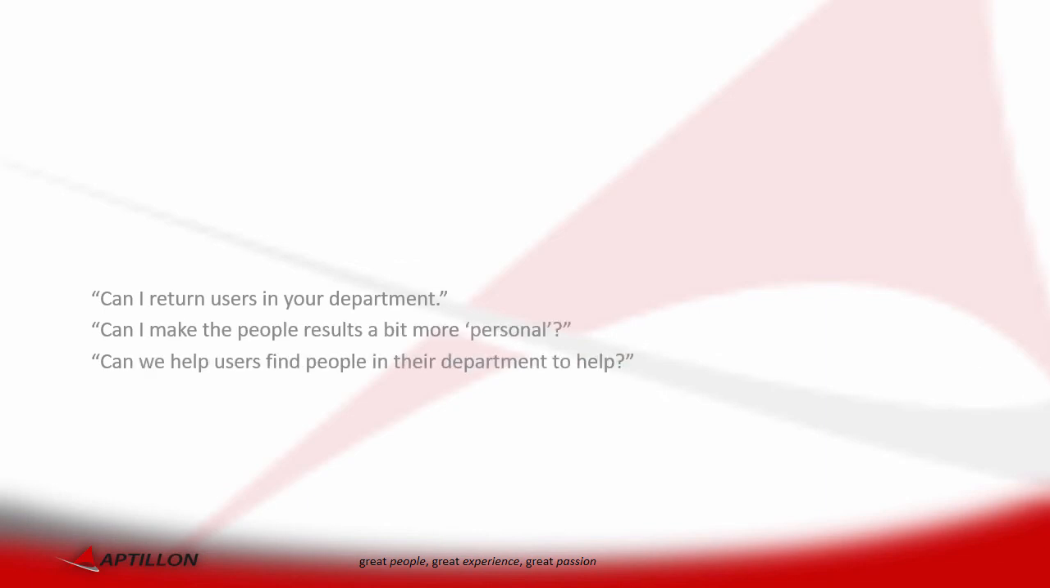Now, what if you're working in a large organization and you do a search for somebody, or a search for a user profile, but you want to return the users that are in your department? In other words, whatever department you're in, you want the people in your department to be more relevant or in a separate result block from the other users. Also, this is a way that you can make the end results a little bit more personal because you're using information about the asker to drive the query that's going to return them results. You can also help users find people in their department to help them. And the way that we do this is using something I call a user query.